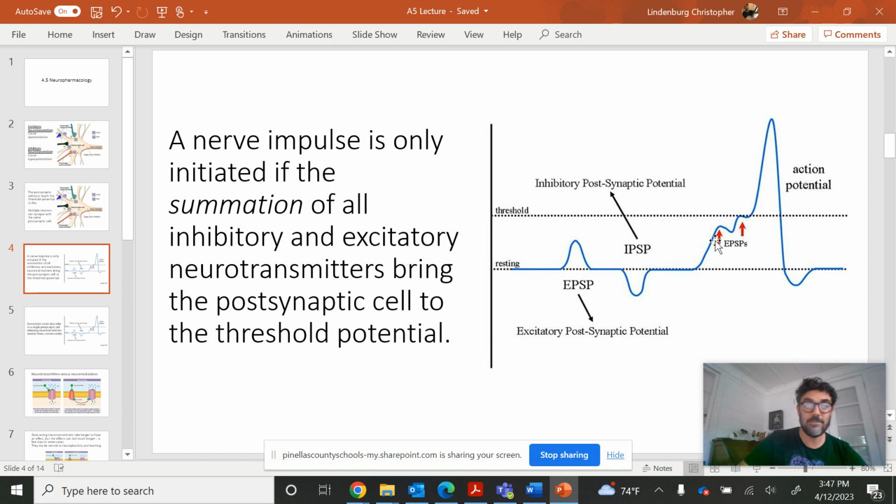So back to this idea of summation. A nerve impulse is only initiated. In other words, the action potential will only occur if the summation of all inhibitory and excitatory neurotransmitters brings that cell up to that threshold, enough to bring those sodium ion channels to their threshold potential, and then we get our action potential.